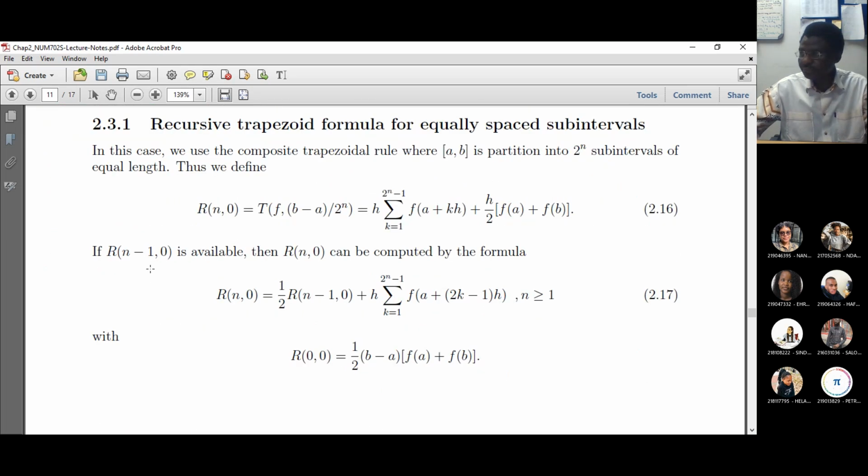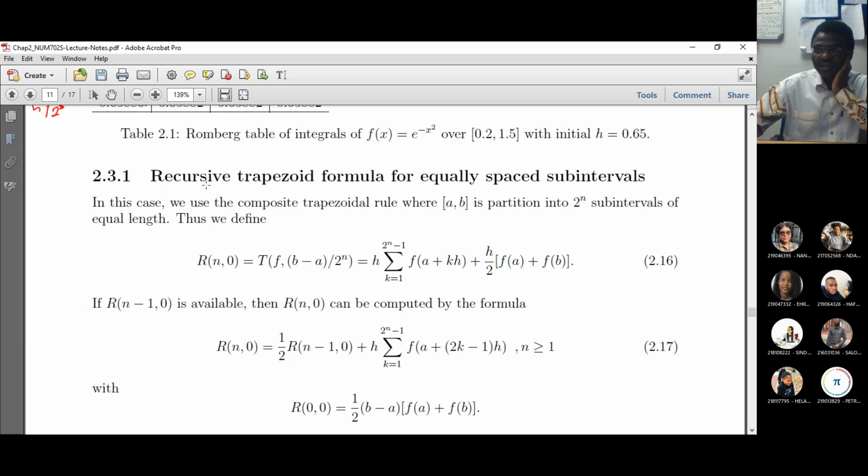Okay, now today we are proceeding with something new. And that something new, you can see here, we call it recursive trapezoidal. So you need to know the trapezoidal formula, and particularly this. You can see T here. What is this? This is the composite.